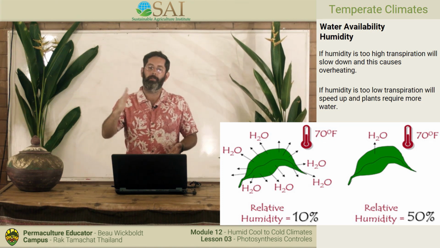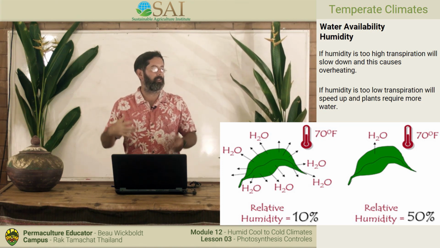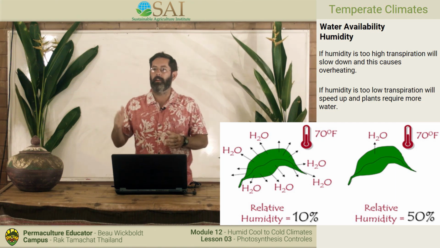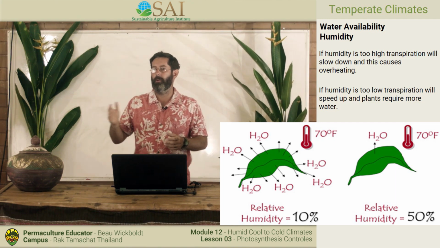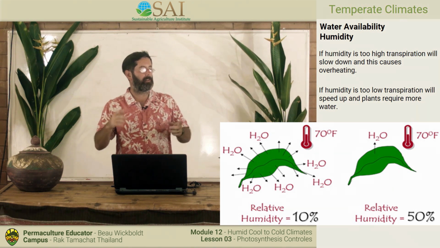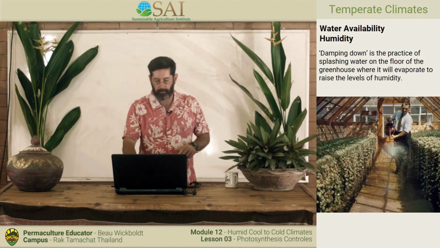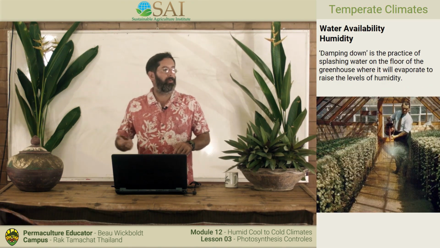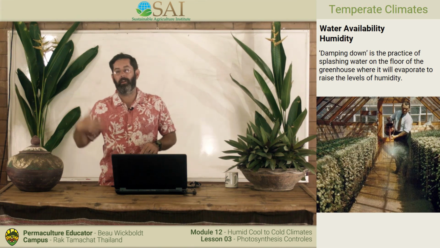So if you can get your humidity correct, and that's why you'll see in a lot of greenhouses there are humidity gauges, so that they can get it right and use less water. They want to have an idealized humidity so that the plants maintain their correct temperature, and that will maximize your photosynthesis.